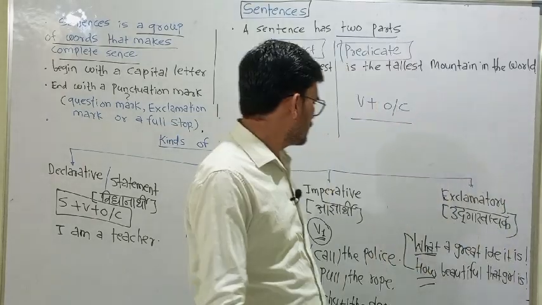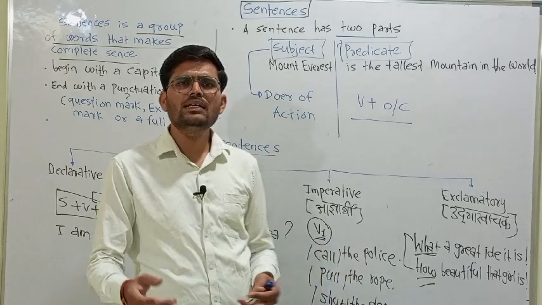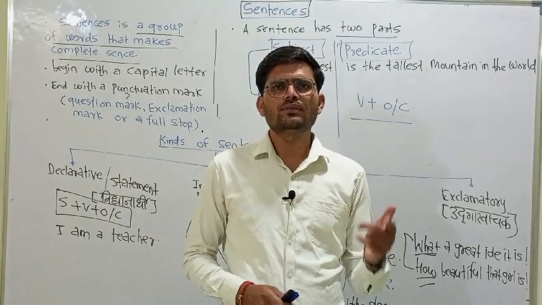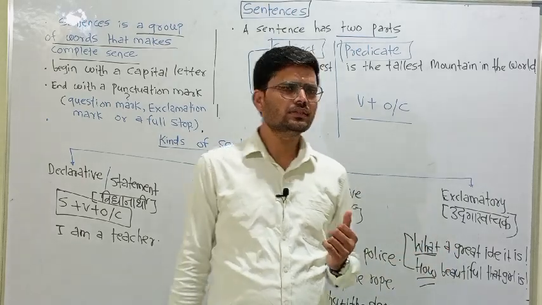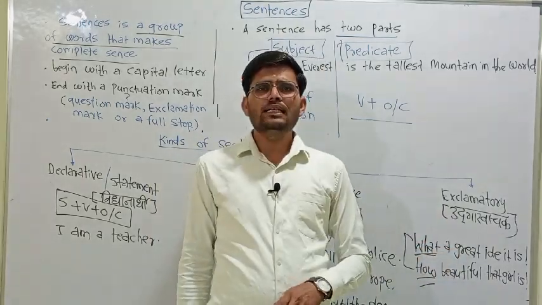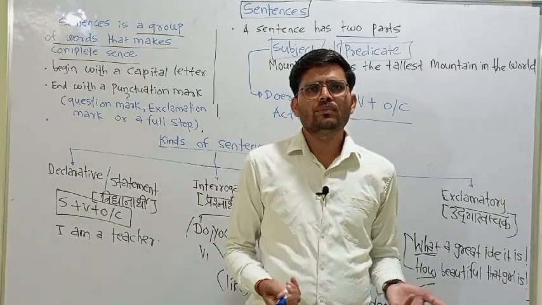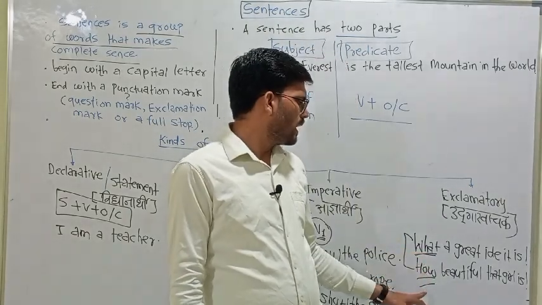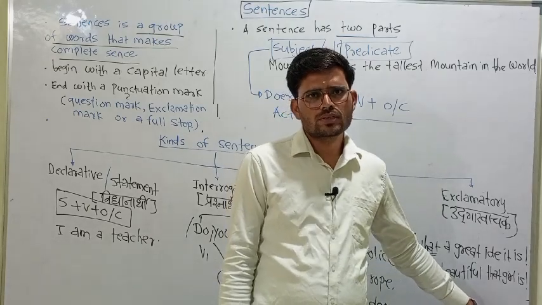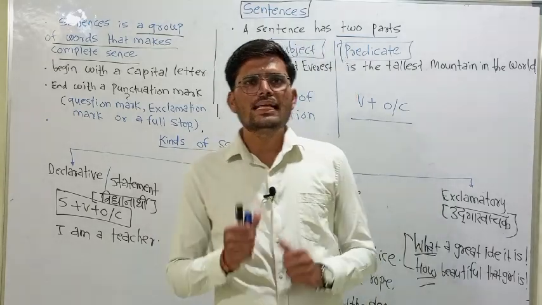Okay, and after that there is the imperative sentence. Any kind of imperative sentence starts from the first form of the verb: order, request. These are the types of imperative sentences. And after that, the exclamatory sentence always starts with what and how, and at the end of the sentence there is an exclamation mark. So that is all about today's sentence topic.